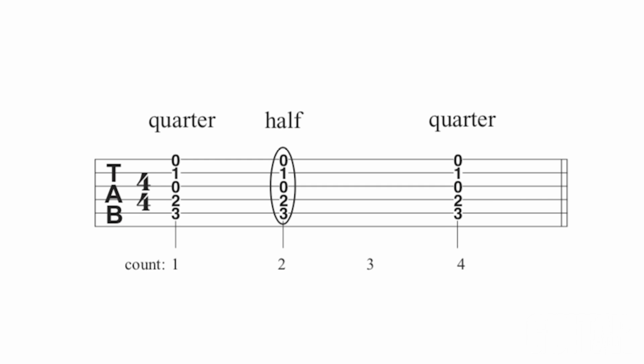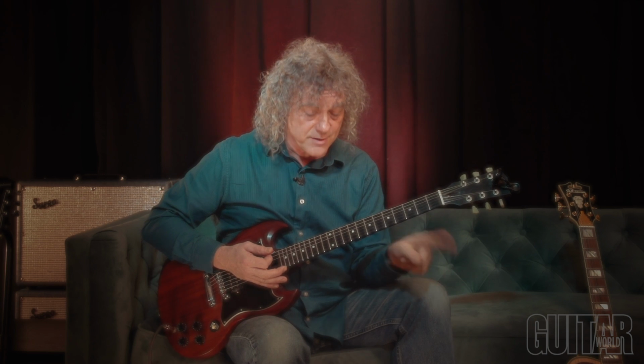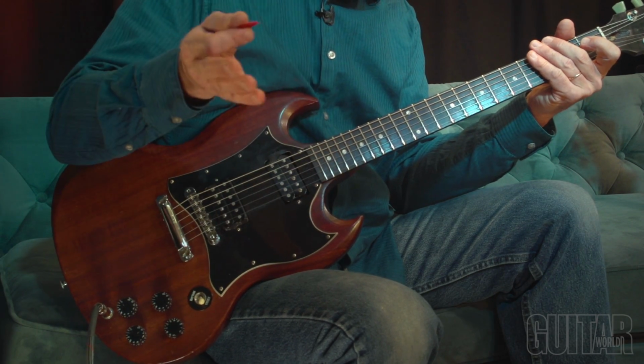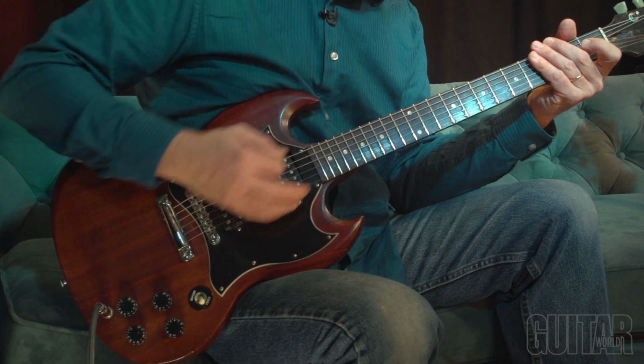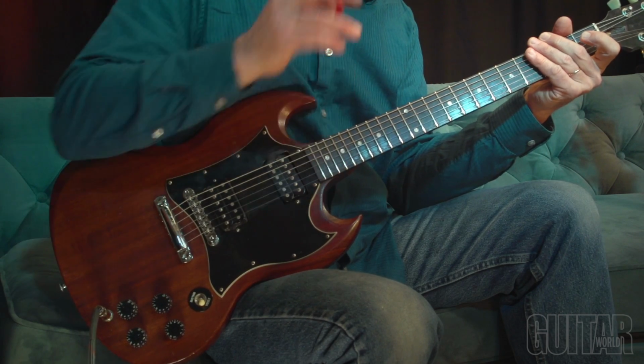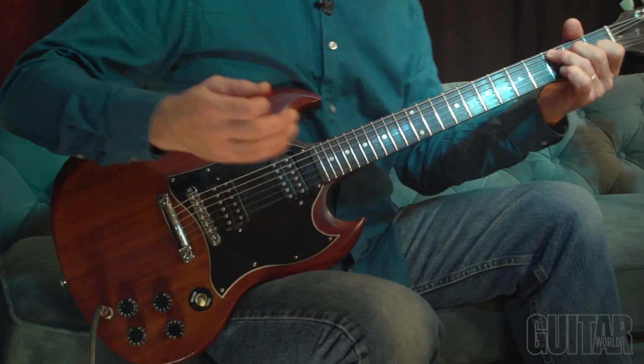If you recall, that last example was like this. 1, 2, 3, 4. So I did half and then 2 quarters. 1, 2, 3, 4, right? That's the one possible combination. The other one is 2 quarters and a half. 1, 2, 3, 4. And the third one is quarter, half, quarter. 1, 2, 3, 4. I also described how these rhythms are written.